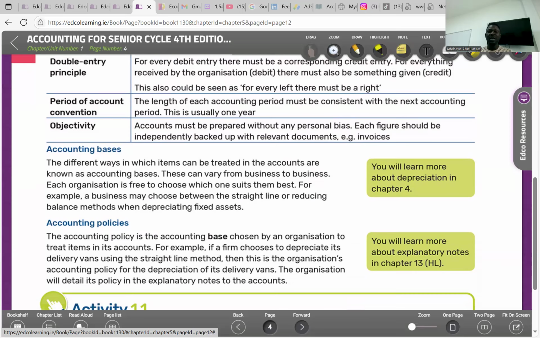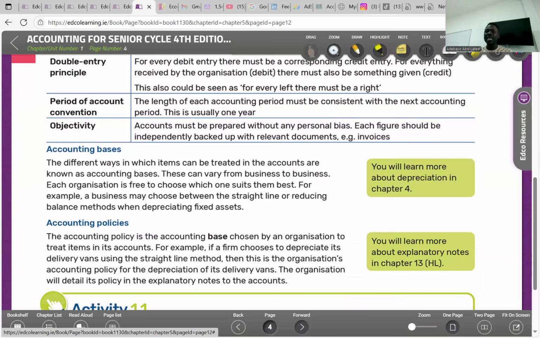Then objectivity. Accounts must be prepared without any personal bias. Each figure should be independently backed up with relevant documents, for example, an invoice. Accounts should not be prepared with bias. We must not drive cost. We must record transactions based on information that is available.